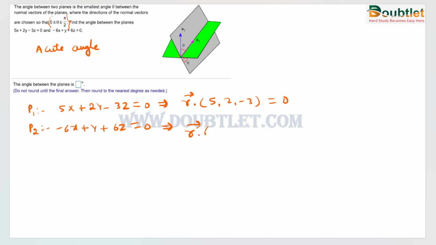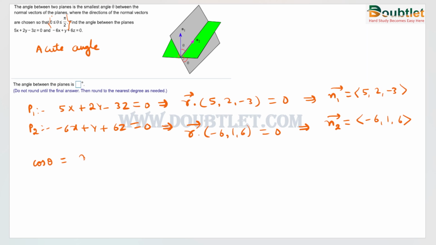Then r vector dot n2 vector is (minus 6, 1, 6) is equal to 0. So from this equation we can say that n1 vector is (5, 2, minus 3). This is n1 vector. From this equation we can say that n2 vector is (minus 6, 1, 6). So to find the angle theta, we will find cos theta. So cos theta is the dot product of n1 with n2 divided by n1 magnitude and n2 magnitude.